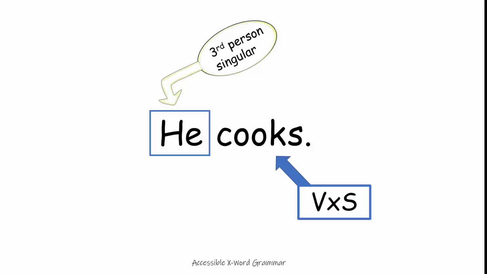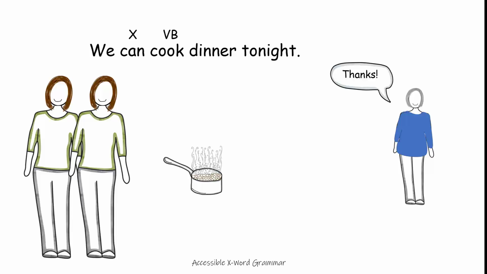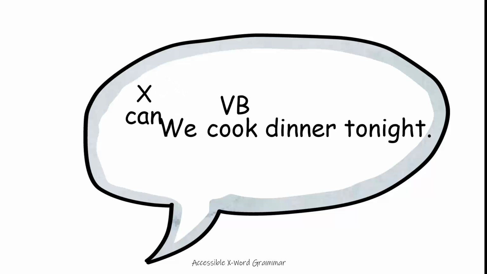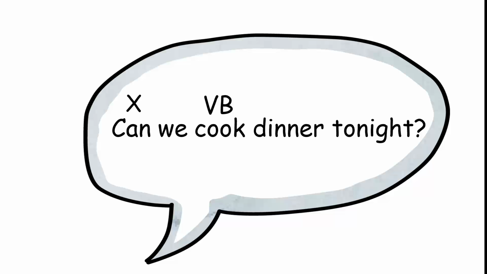Let's look at how we make questions. We can cook dinner tonight. The X word is can, and the verb is the base form. To make a question, move the X word in front of the subject. Can we cook dinner tonight?